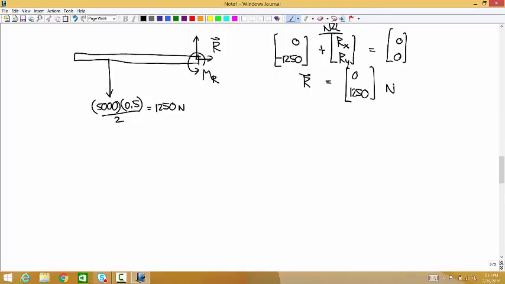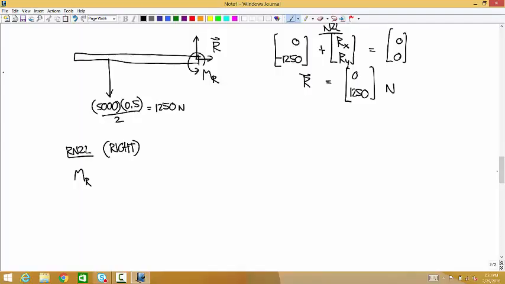And now for the moment equation, we have to choose an about point. Let's choose it about where the interaction with the wall. So on the right end of the beam. Okay, so what's the moment produced by the force R? 0. Yep, any force at the about point produces 0 moment. What's the moment produced by MR? MR. And what's the moment arm for this 1250 force? 2/3 times the length. Yeah. So 2/3.